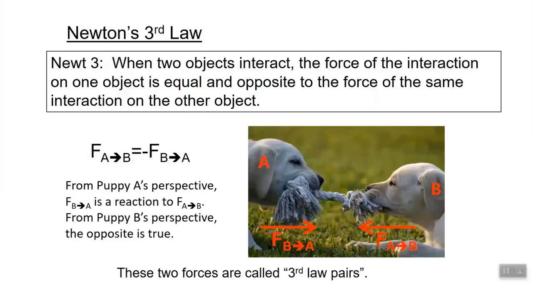These two puppies, A and B, are having a little tug of war. A is exerting a force on B. B is exerting a force on A, and those forces are equal. Even if one of the puppies is losing, those forces are equal. One force you would call the action force. From puppy A's perspective, the force that puppy A exerts is the action force, and the force that puppy B tugs back with is the reaction force. These two forces are third law pairs, the force of A on B and the force of puppy B on puppy A.